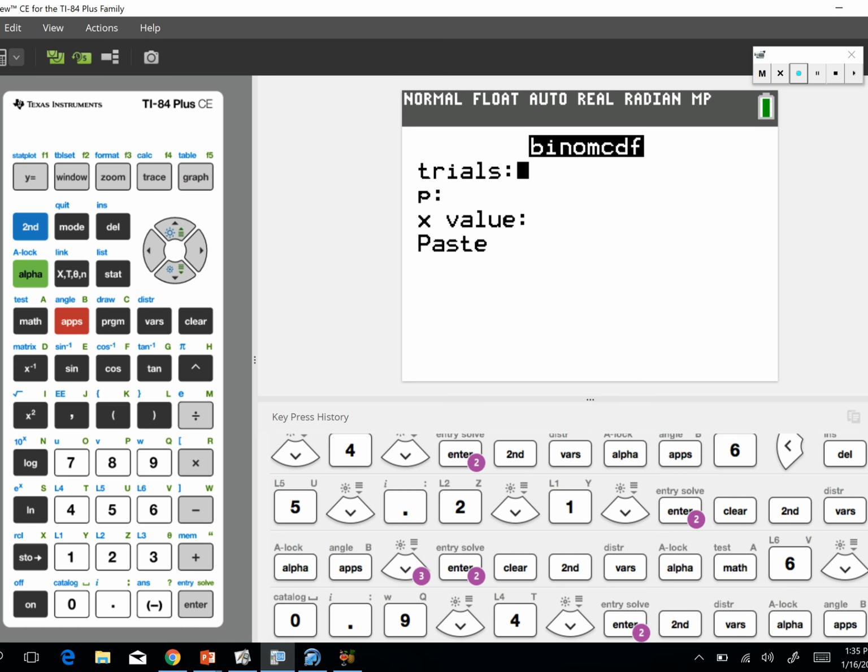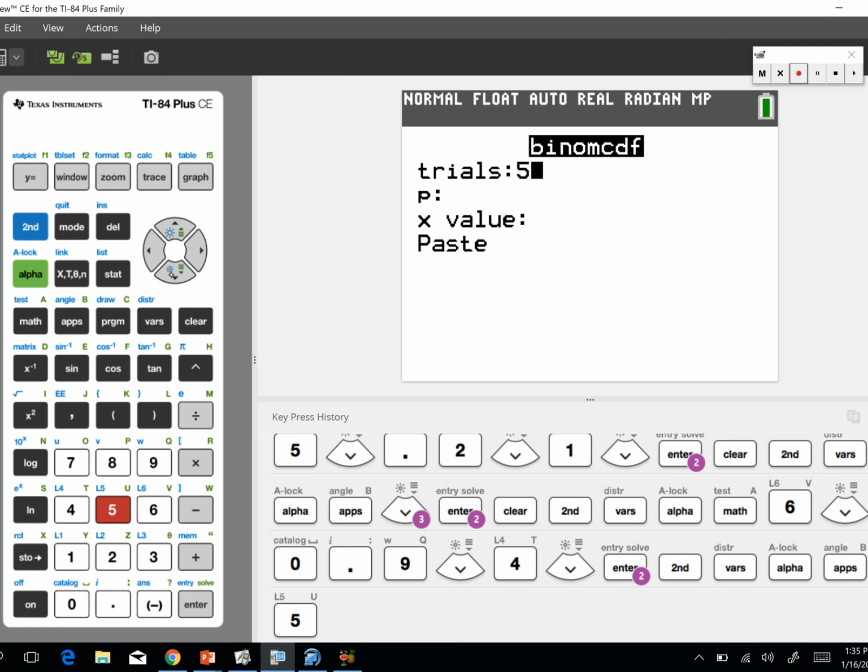Our number of trials in this case is 5. Probability of success was 20%. Now the X value you enter in, and again, older calculators, sit tight, it's going to be up on the screen in just a second. The X value you put in is where you want the calculator to stop. It will add up all the probabilities 0 through wherever you tell it to stop. So if I put a 4 there, it'll go probability of 0 defective, plus 1 defective, plus 2 defective, plus 3 defective, plus 4 defective. So I just want 0 and 1, so I'm going to put a 1.